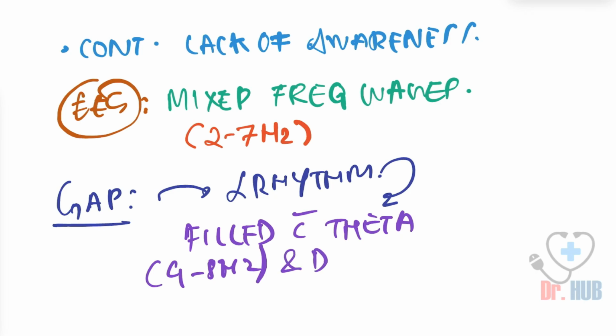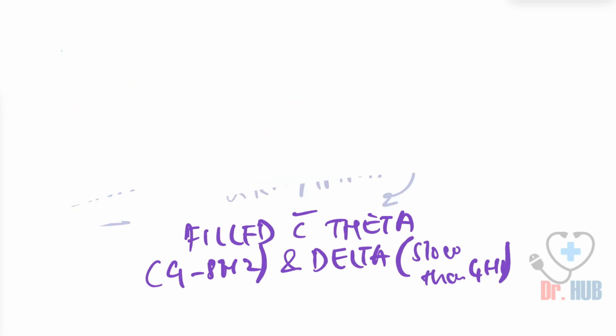And also there is something known as delta, which is slower than 4 hertz activity. Then in case of NREM1, we saw there are mixed frequency waves, a gap in the alpha rhythm replaced by theta, and now we have something known as vertex waves.